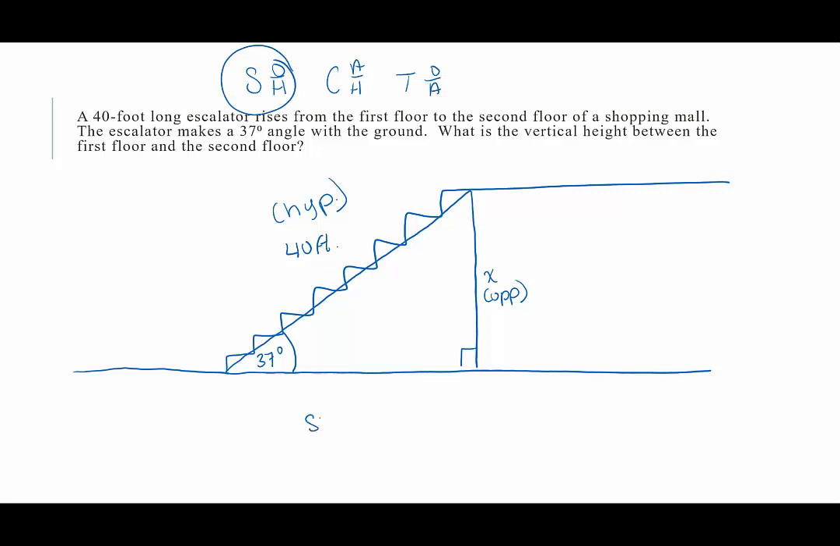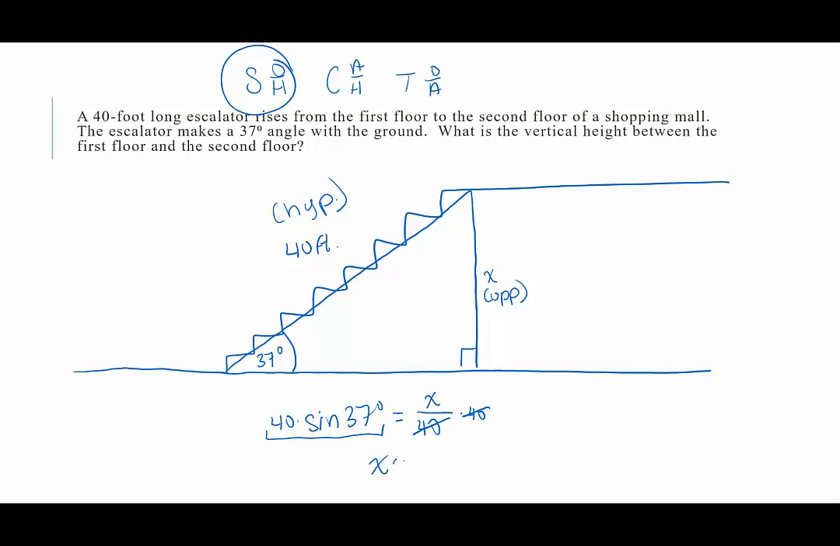So we would say sine of our angle, 37 degrees, is equal to the opposite side, which is our unknown, over the hypotenuse, 40 feet. I like to keep my answers exact. So I'm going to keep sine 37 because I know that's some irrational number. I'm going to leave it sine 37 until I'm ready to do my final calculation. To get x by itself, I need to multiply both sides by 40. So I'm going to multiply the left side and the right side by 40. Those are going to cancel here. And now I have my final calculation. It's 40 times sine of 37 degrees is going to give me that vertical height that I'm looking for.